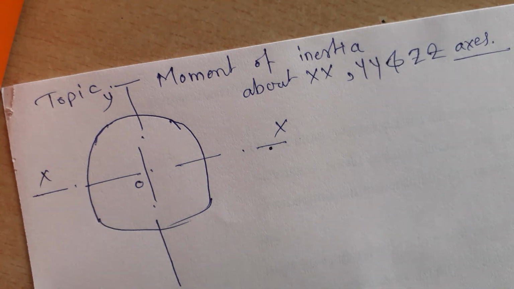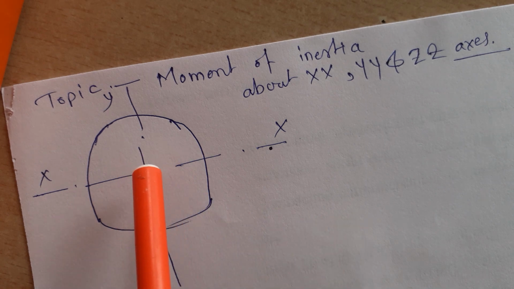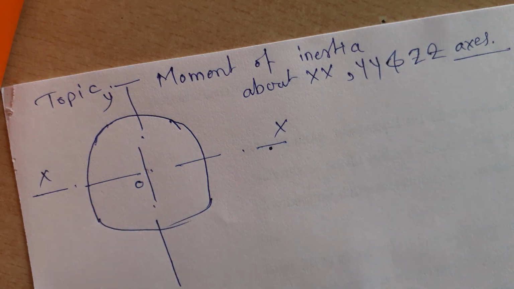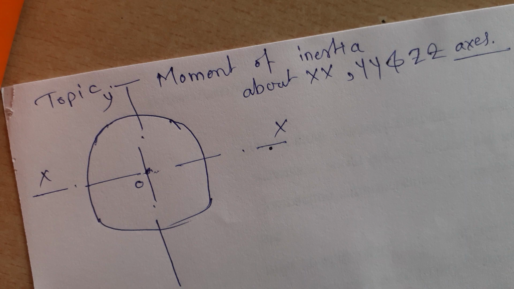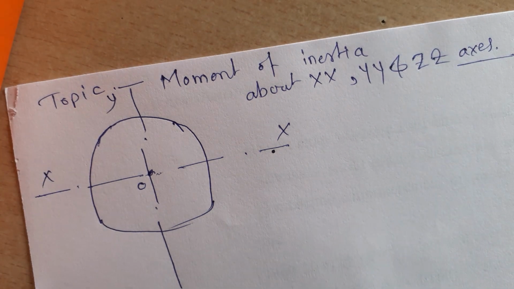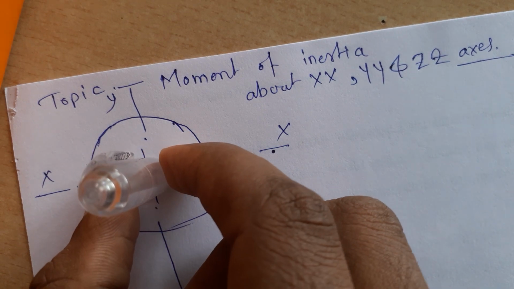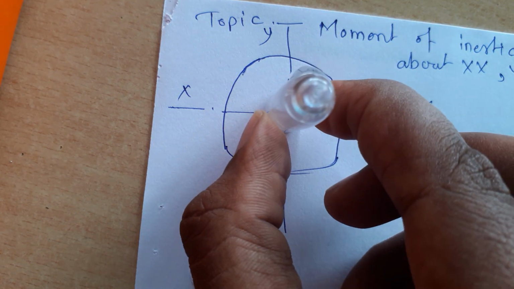Perpendicular to the plane means this axis is passing through this point, perpendicular to that plane. So let me show you by this. This axis is like this. This is perpendicular.